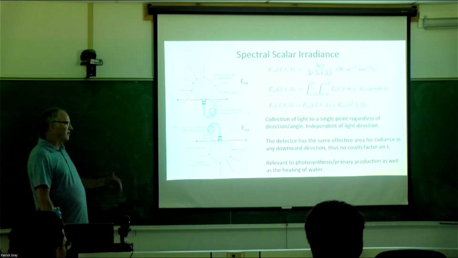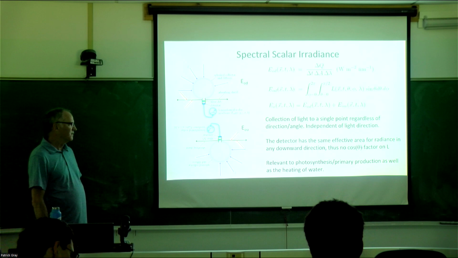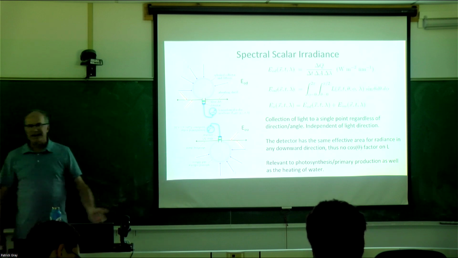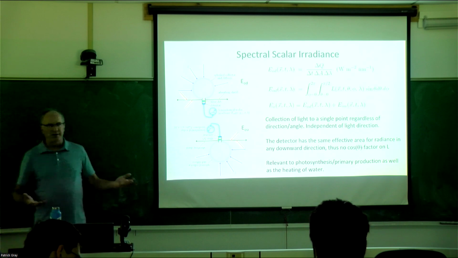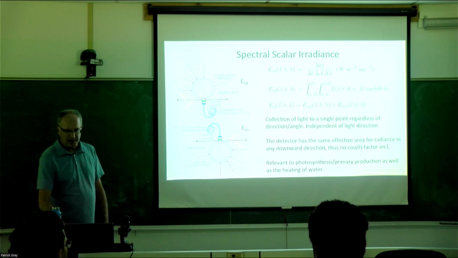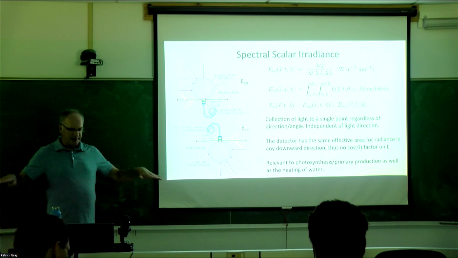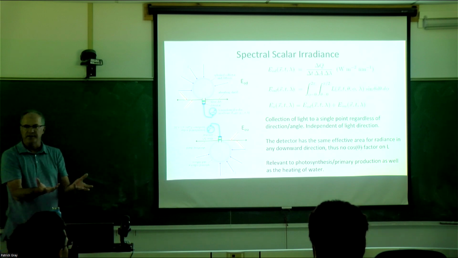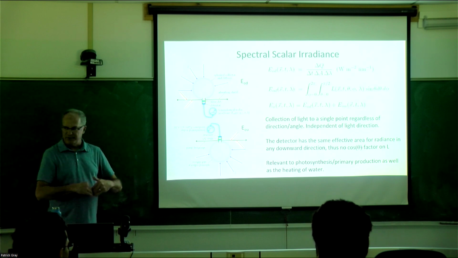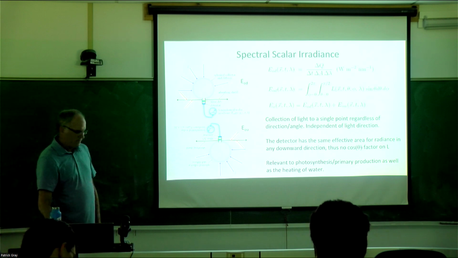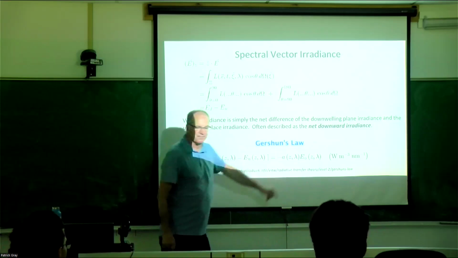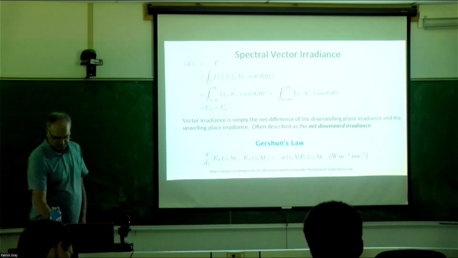This is a very relevant measurement for photosynthesis, as well as for looking at the heating of the water, how much heat is coming in. So now, instead of just looking at the plane irradiance, light coming down the plane, we're trying to look at the spherical radiance in both the upward and downward direction. And that E0 value appears here in Gershun's law.